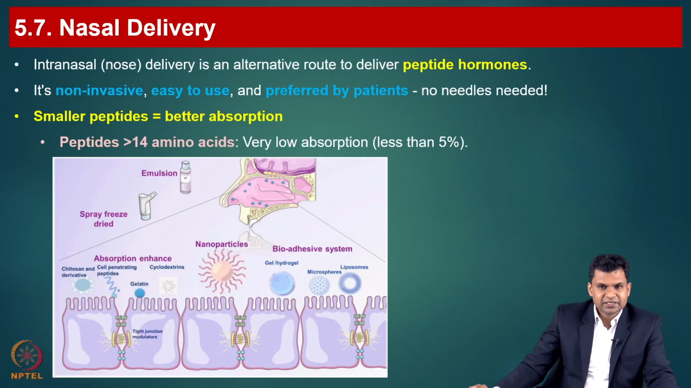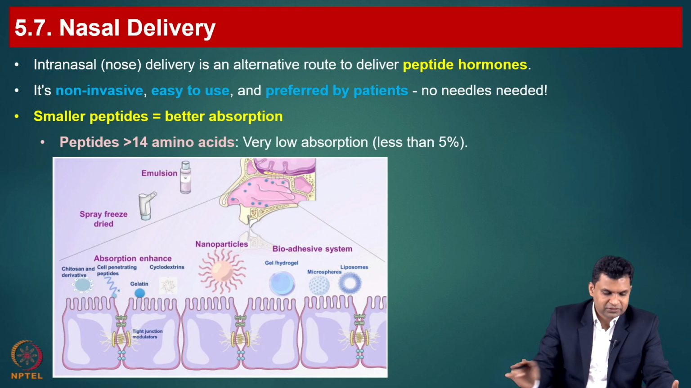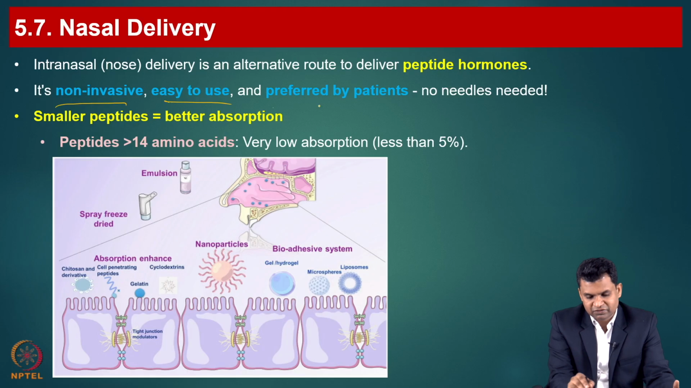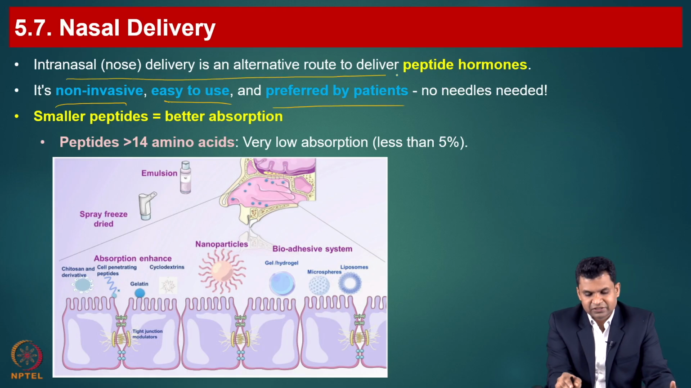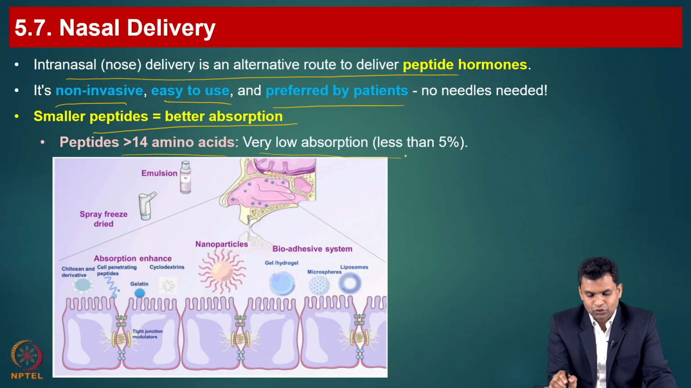By intranasal, whenever you want to deliver by a route other than parenteral, this is also one of the non-invasive approaches by which we can deliver the products. It is non-invasive, easy to use, and preferred by patients, and intranasal delivery is an alternative route for all types of peptide formulations, and you can also target the brain. Smaller peptides have better absorption; peptides greater than 14 amino acids have very low absorption, less than 5%.